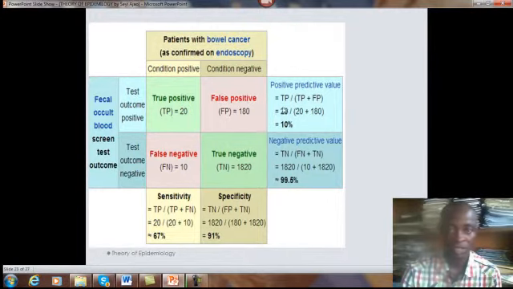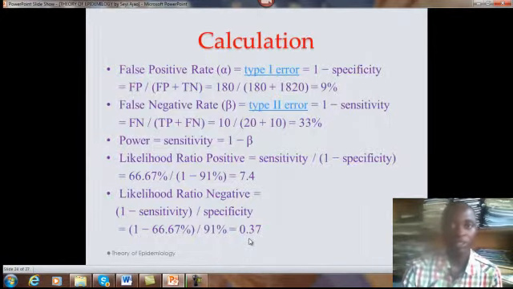The test at home is positive here. This row is positive, this is true positive. The positive predictive value formula is TP over this. This is from patients with bowel cancer as confirmed on endoscopy. These are the classifications: condition positive and condition negative. It means these people have bowel cancer, and these people here do not. So this is sensitivity, this is specificity. The total here will be 2030 patients.